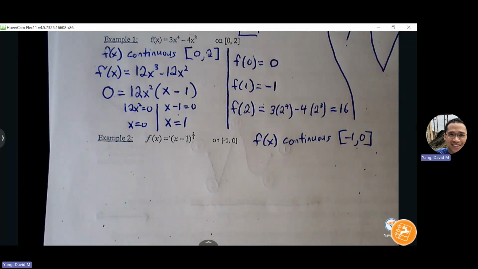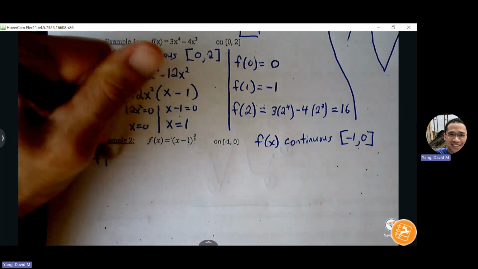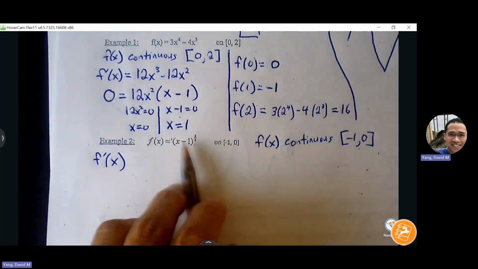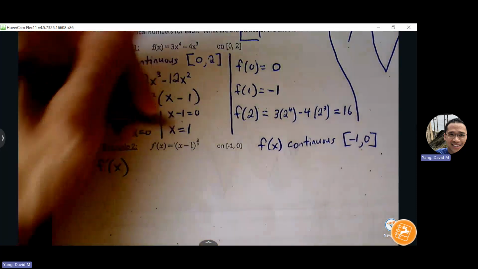Okay, so we already know our endpoints are -1 and 0. We know we're going to test them. But let's see if we can find additional critical points. So we'll find f prime. Now, if I want to find f prime, can you recognize what rule is involved here? Chain rule. Yeah, outside times inside derivative.